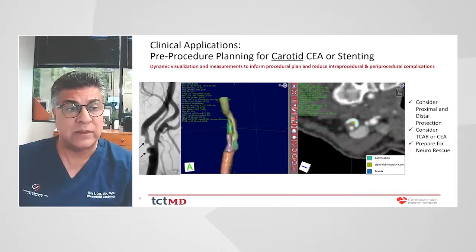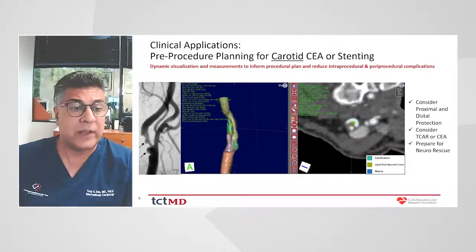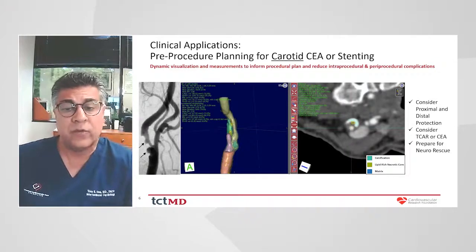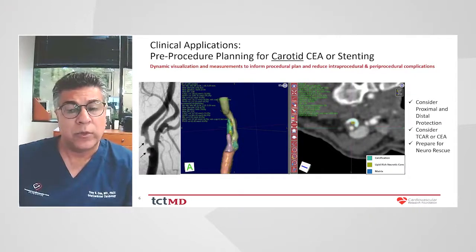So we can use them in clinical applications for pre-procedure planning. So for instance, if you have a complex looking lesion and you're intending to do a carotid stent or a TCAR or carotid endarterectomy, recognizing what the potential is for that plaque to embolize, you may consider using additional proximal and distal protection, consider using TCAR, flow reversal, or carotid endarterectomy, or be just prepared for neurorescue, things that you wouldn't necessarily need in every condition, but with certain calcification, with lipid-rich necrotic cores, and with matrix that look like they are vulnerable and may embolize, you may want to consider changing the way that you do the procedure.